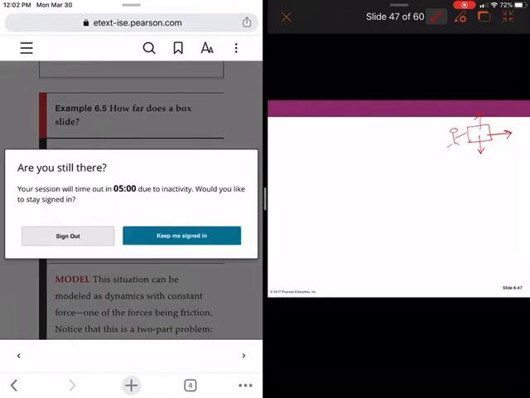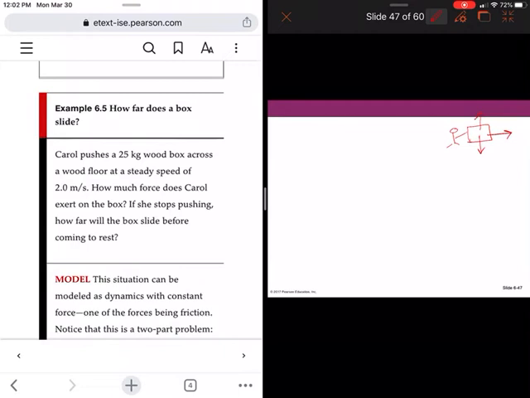So the friction is going towards the left. Now, here's the thing. Is the friction kinetic or is it static? Well, it says that she's pushing the box across the floor at a steady speed, so it's moving. If it was not moving, then we would say static, but since it is moving, we're going to say that it is kinetic.